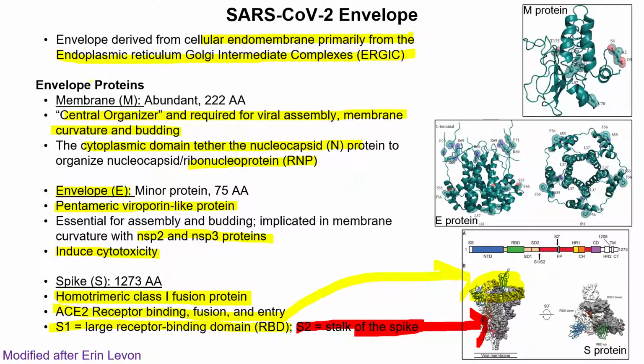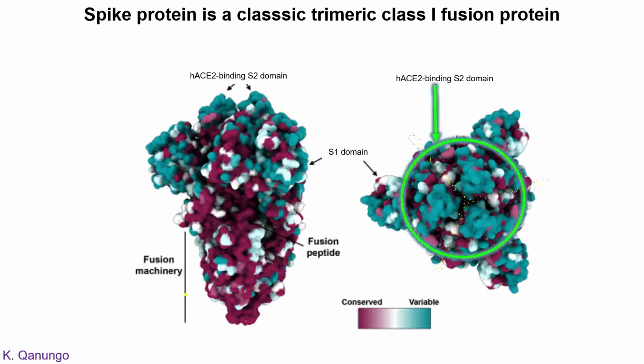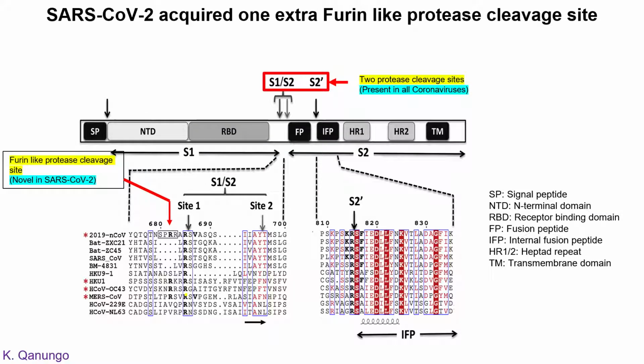Just the overview of that: the membrane protein is the central organizer for viral assembly, membrane curvature and budding. Envelope is a viroporin, underline that word, a viroporin-like protein. You can see that the channel is in the middle. It's required for assembly and budding, and also induces cytotoxicity. And the spike protein, you already know, receptor binding and the stalk. That's all good. These are repeated information. You have already seen that.